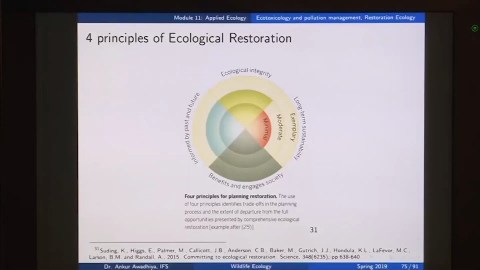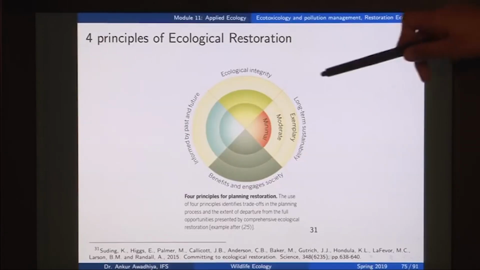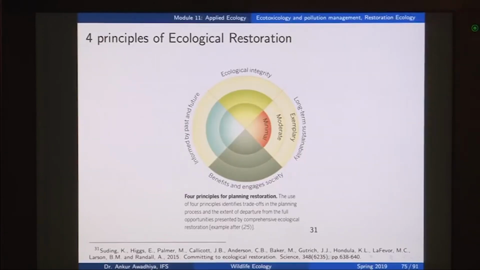And at the same time, the fourth principle is that it should have long term sustainability. You cannot go for short term solutions, it has to be a long term solution. So, for instance, you cannot go for your exotic plants. That is also another example here.